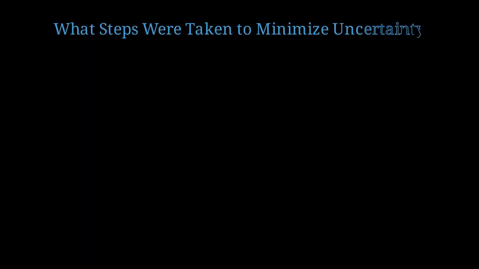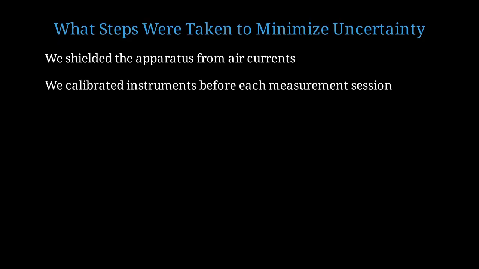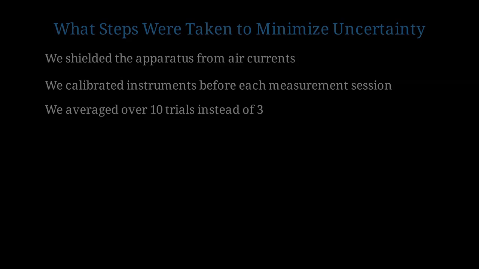Always discuss what steps you took to minimize uncertainty. This shows you're a thoughtful experimenter. For example, "we enclose the apparatus in a plexiglass box to shield it from air currents, reducing position uncertainty by a factor of 3." Or, "all instruments were calibrated against NIST traceable standards before each measurement session to minimize systematic drift." Or, "to reduce statistical uncertainty, we increased the number of trials from 3 to 10, which decreased the standard error by a factor of 1.8."